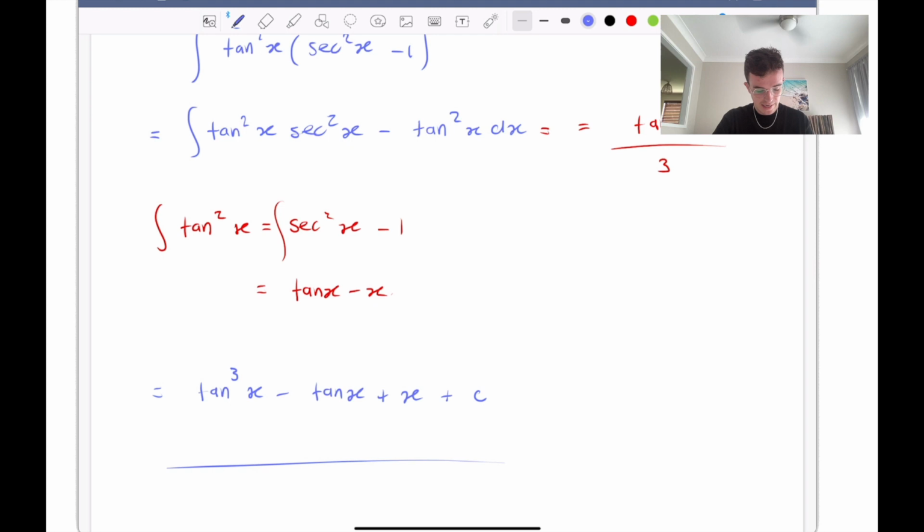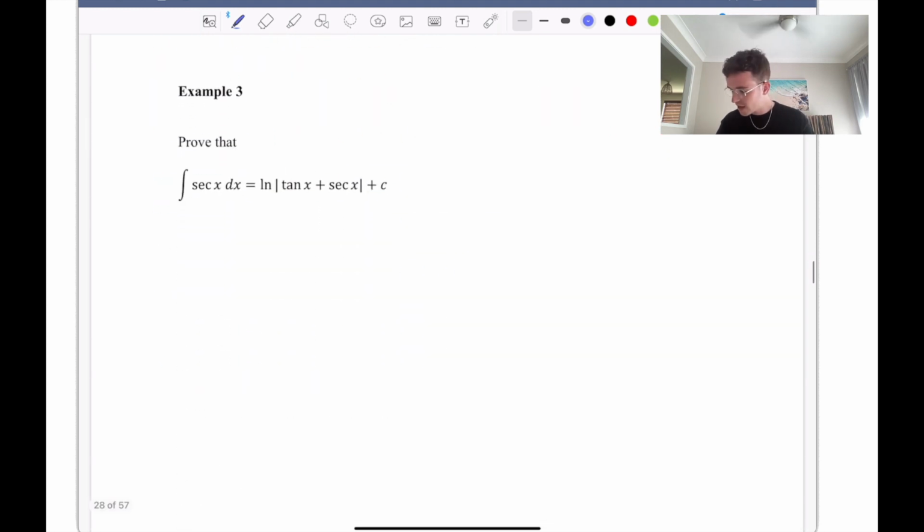Okay, next example. We have to prove that the integral of sec x is equal to ln of tan x plus sec x. Again, this question can be quite tricky, especially if we were not given this. You can be asked this, which is why it's important just to memorize this specific identity. And I showed you in a previous video, in the first video of this topic, that triangle mnemonic that I found in Steve Howard's textbook.